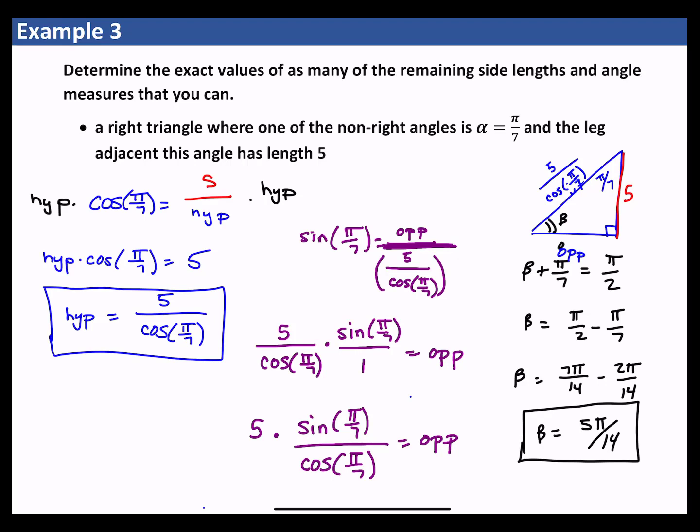So one thing I want you to notice by this rearrangement is that the opposite side turns out to involve a ratio of the sine and the cosine function at pi over 7. And we're going to see that show up later in our studies. So just wanted to point that out to you.